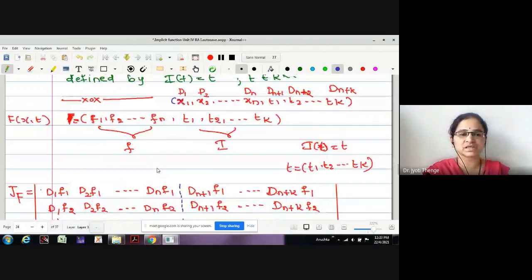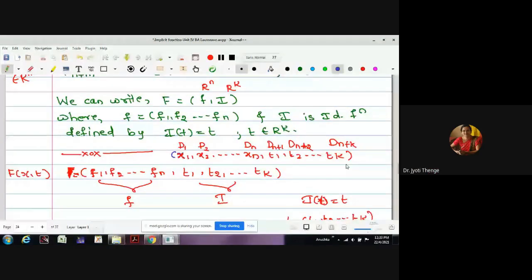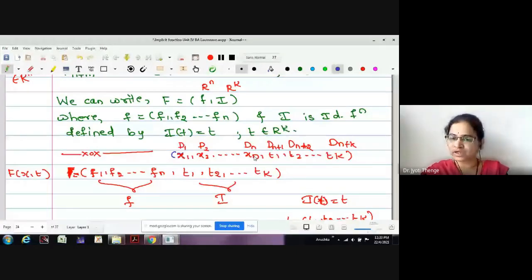Capital F of (x, t) is (f1, f2, ..., fn, t1, t2, ..., tk), where I of t is defined to be I(t) = t. Therefore, the first n coordinates are the coordinate functions of the small f function, and the remaining k coordinates are the scalar values of the vector t. Therefore, the function maps a vector (x, t1 to tk), which contributes a vector t. Therefore, in all there are n plus k variables.